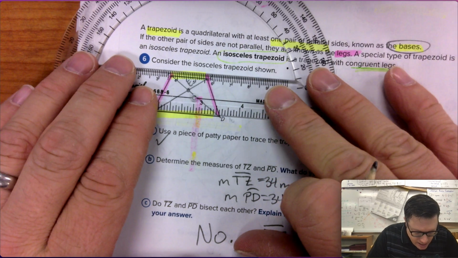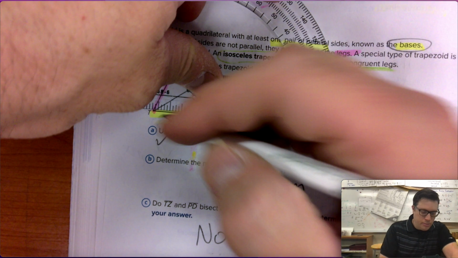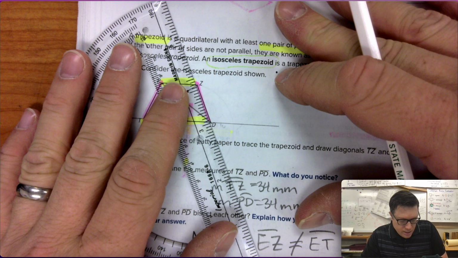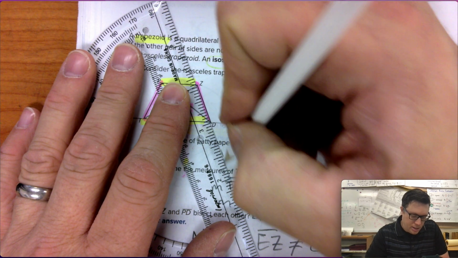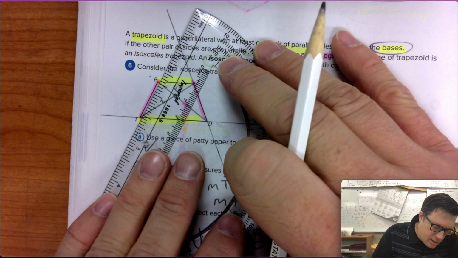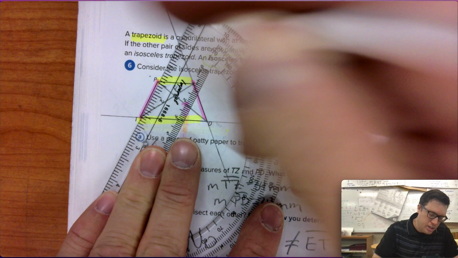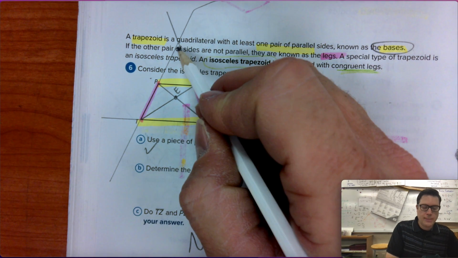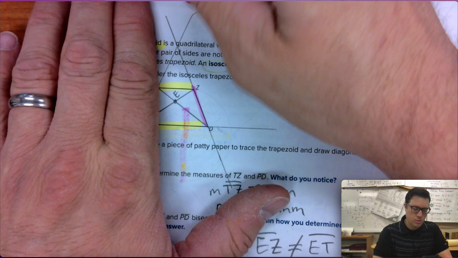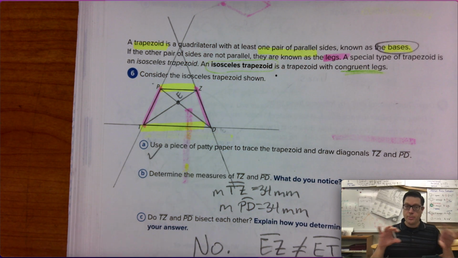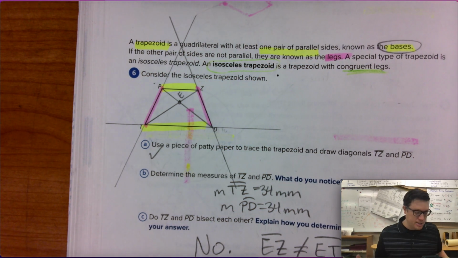So I'm going to extend DT in both directions. I'm going to extend DZ in both directions. Oh, this is kind of cool. If you extend the lines long enough, you actually end up creating an isosceles triangle. It's like you actually chopped off this top piece right here. So an isosceles trapezoid is like the bottom section of an isosceles triangle.